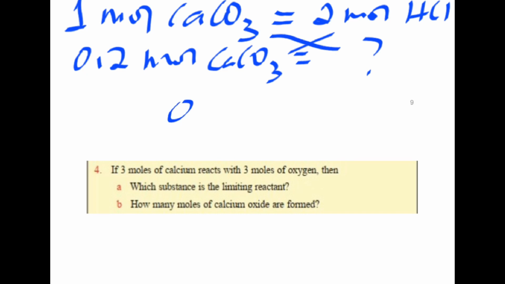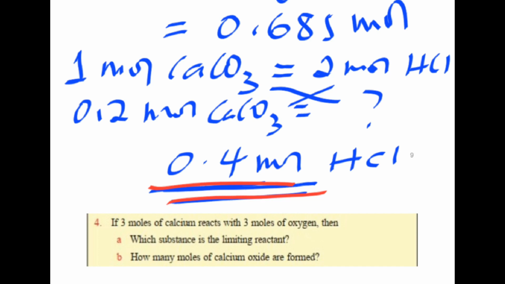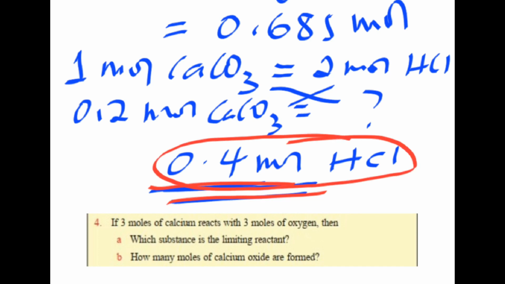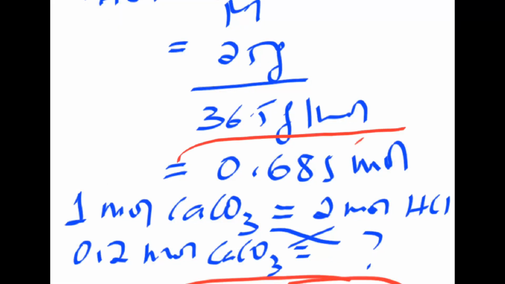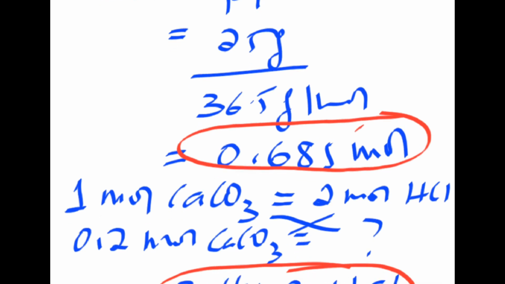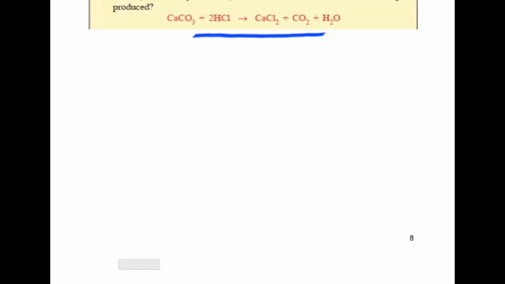So ይሄን ሶልቭ ስታደርጉ 0.4 moles of HCl are needed. ምን ያህል ያስፈልገናል እያለ ነው? 0.4 mole of HCl ያስፈልገናል for 0.2 moles. ግን ምን ያህል ነው ያለን? We have this many, 0.685, which is greater than 0.4 ማለት ነው። ስለዚህ therefore calcium carbonate is the limiting reactant እንላለን ማለት ነው። Now let us calculate the mass of carbon dioxide using calcium carbonate ማለት ነው.